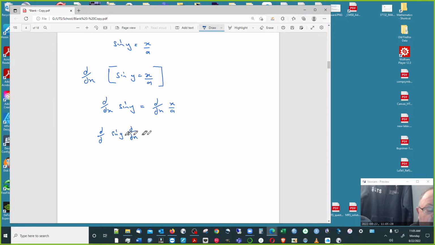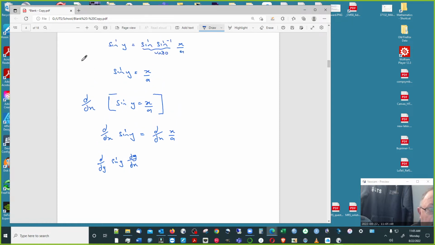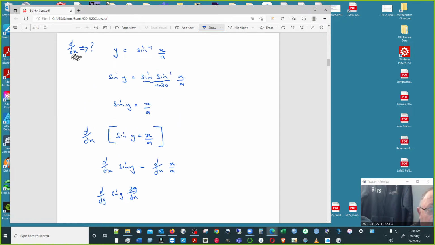So what would be the thing that would make sense here? Because we've got a y function, so we would want a d/dy of sine y. We would want to make the with-respect-to variables the same. So this means we get dy/dx up here. So dy/dx is the thing we're actually looking for when we were asked this question.